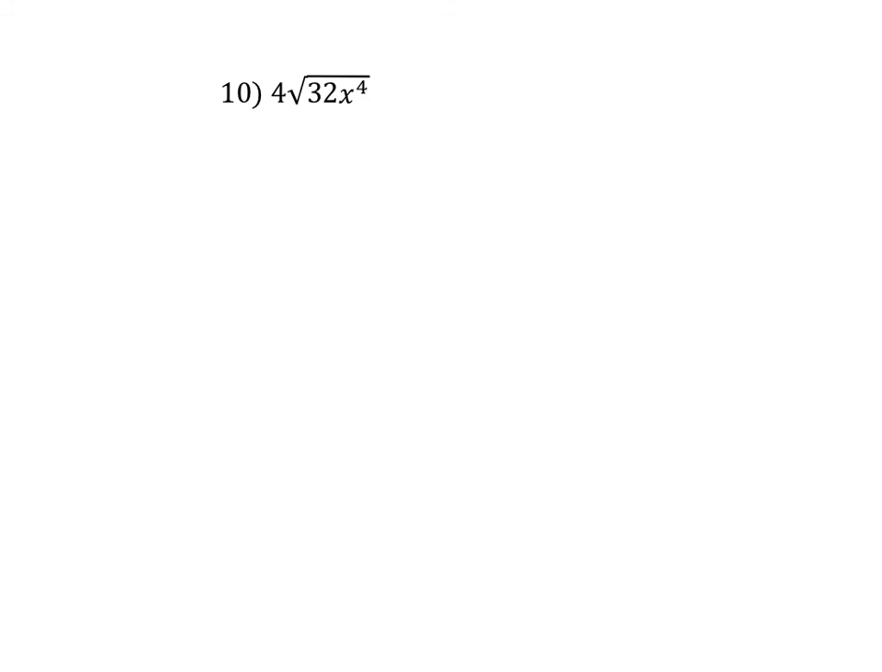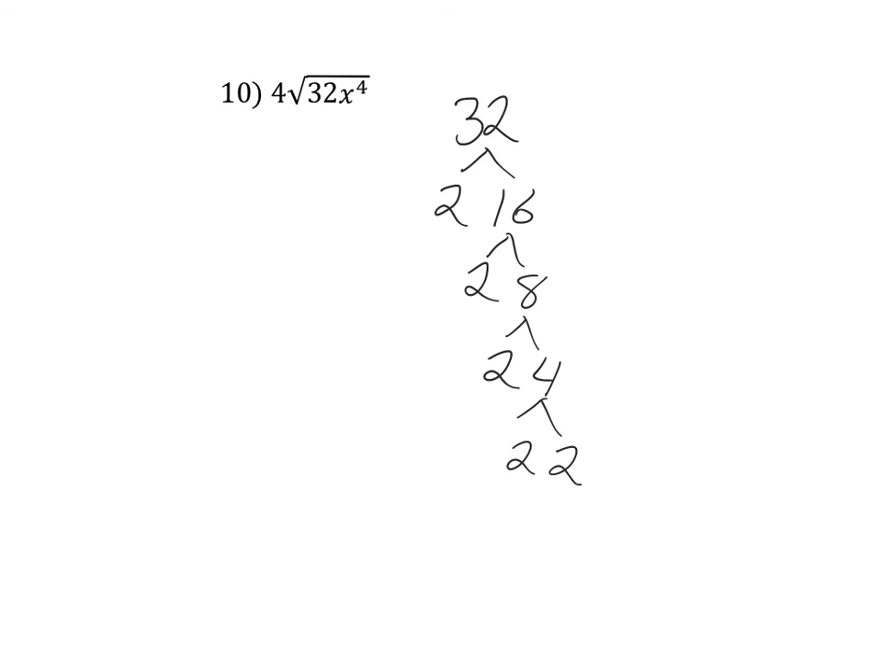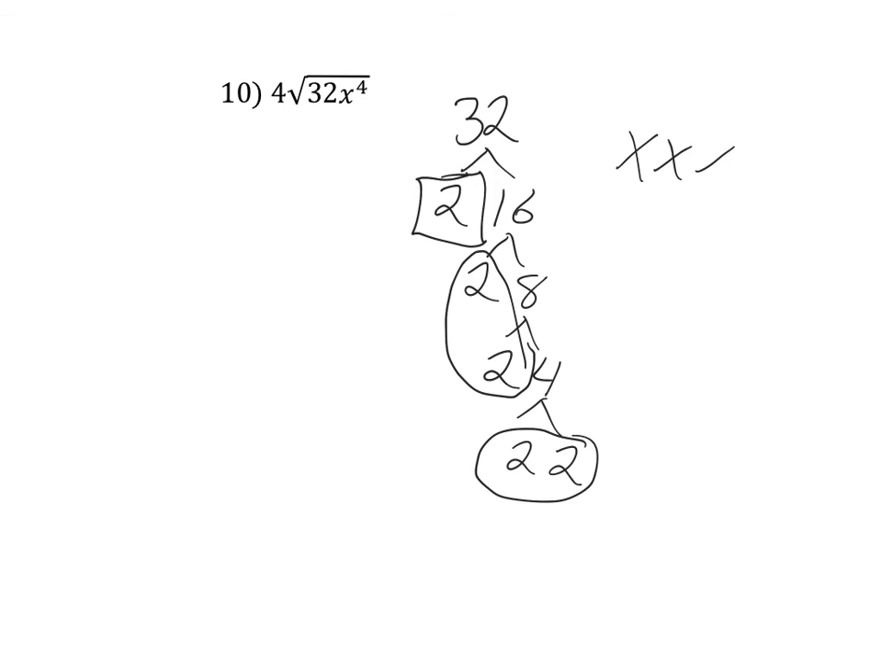For the last one, we have 32. So 2 and 16, 2 and 8, 2 and 4, 2 and 2. So I'm going to circle my pairs. I have 1 pair, 2 pairs, and then that 2 stays on its own. We have 4 X's. So I'm going to put circles around both of those.